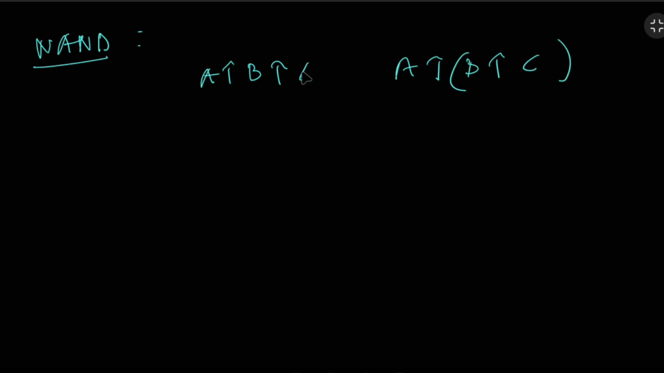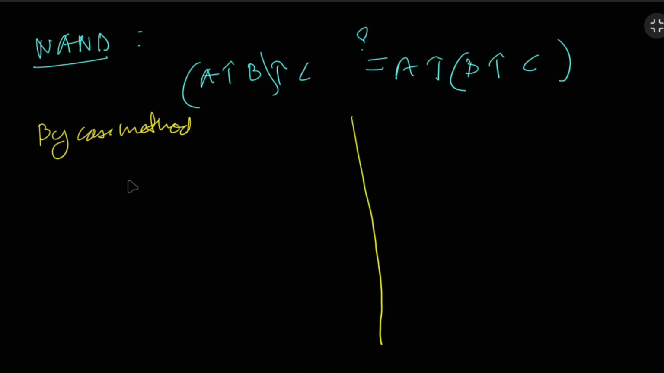Now let us see why NAND is not associative. Can we say that (A NAND B) NAND C is same as A NAND (B NAND C)? Can we say that these are always same? They are not always same. You can very easily see, say by case method. Again you have two possibilities: either A is 0 or A is 1.